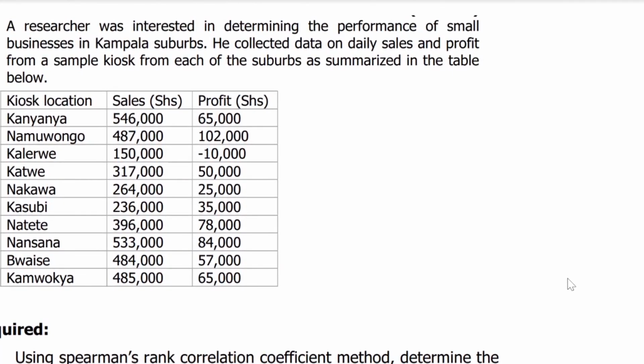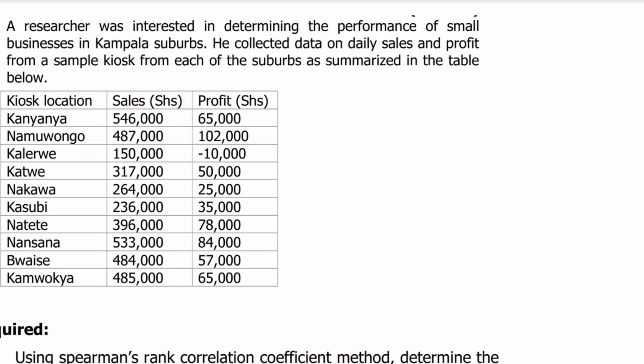Regarding rank correlation coefficient, it goes like this. It says that a researcher was interested in determining the performance of small businesses in Kampala suburbs. He collected data on daily sales and profit from a sample kiosk from each of the suburbs as summarized in the table below. So this is the table, okay?